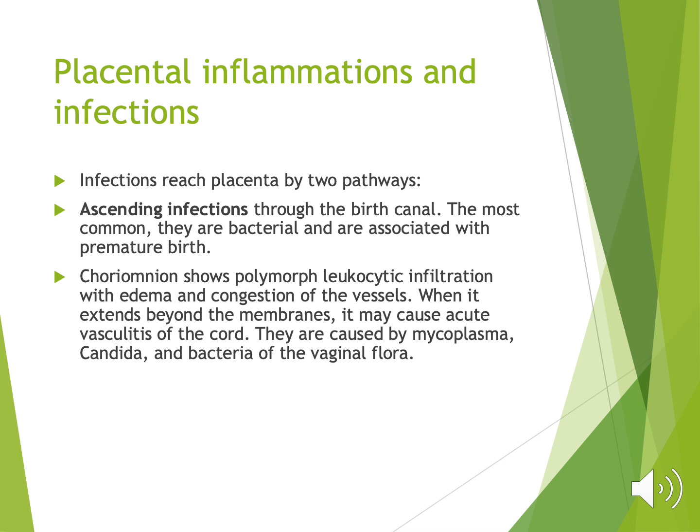Infection of the placenta and subsequent inflammation arrive at the placenta via two routes. The first one is the ascending infection. This occurs through the birth canal, which is more common than the hematogenous spread. They're likely to be bacterial and could be complicated by premature birth.